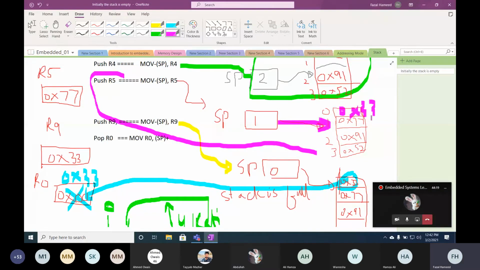Okay. Now if we push another element, which value will be replaced? 77 or 33? 33 will be replaced if we push another element.